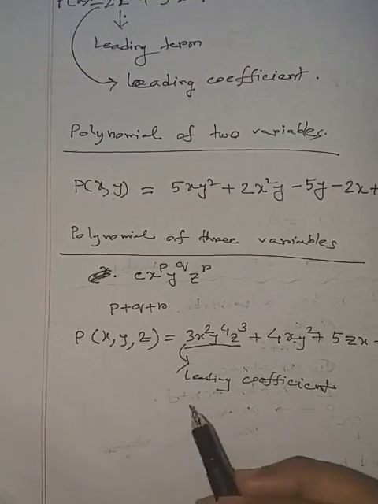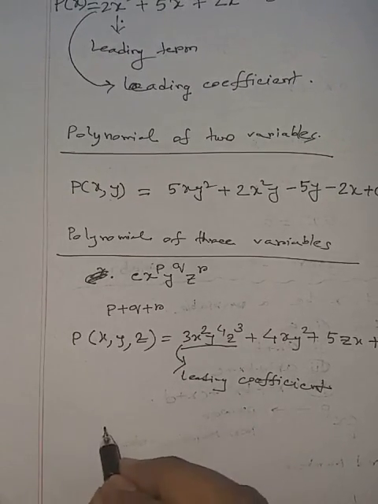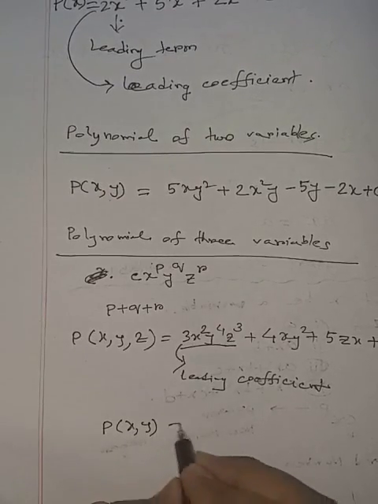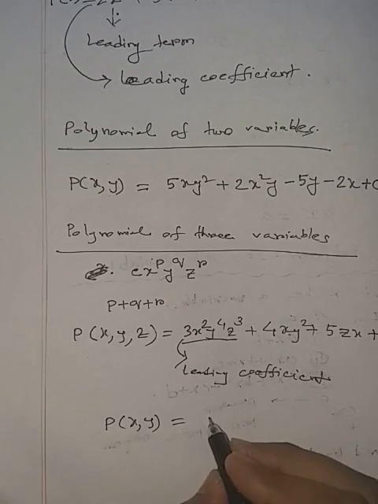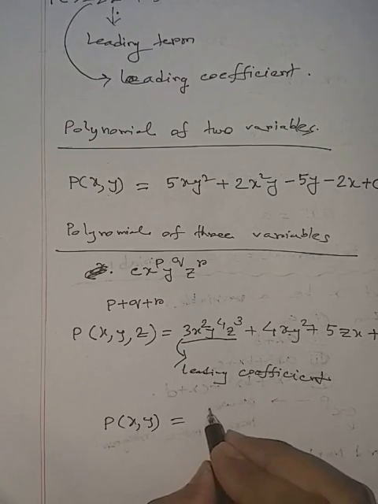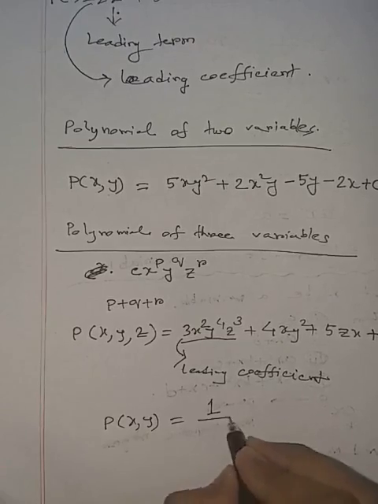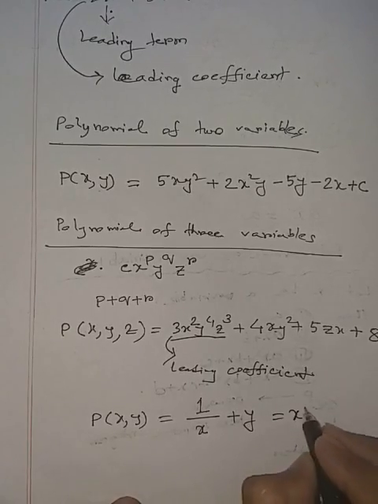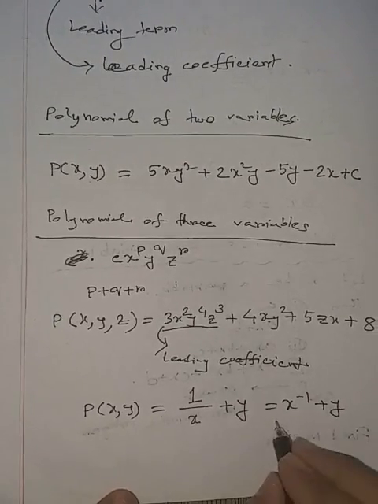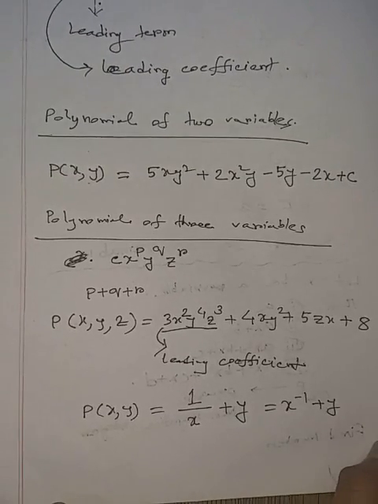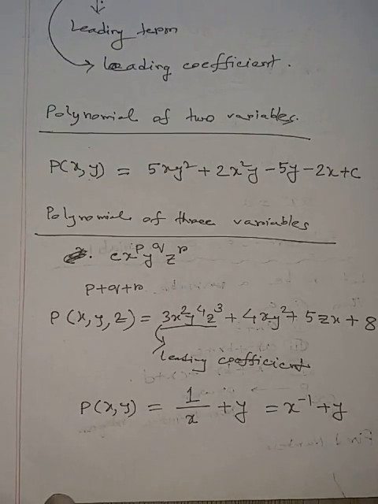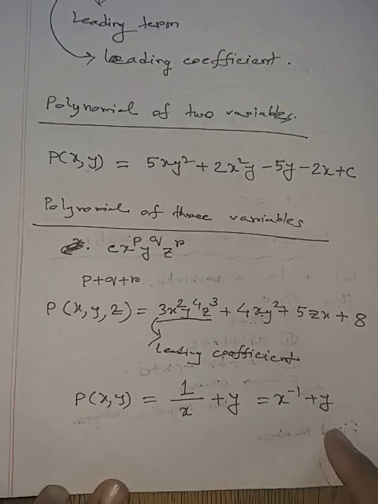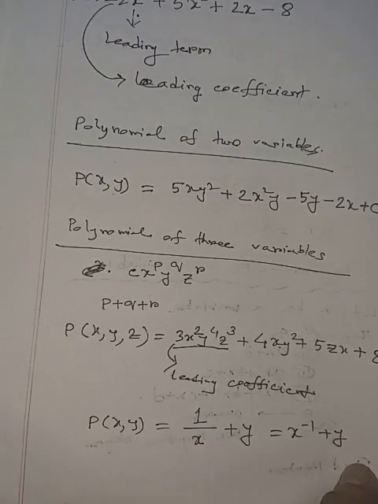So one thing you need to remember is that a polynomial does not have negative powers. The variables of the polynomial do not have negative powers, like 1 by x plus y. Here the power of x is -1, so this cannot be a polynomial. In the definition we have said that the variables of the polynomial will have non-negative powers. So this form cannot be a polynomial. You must remember.